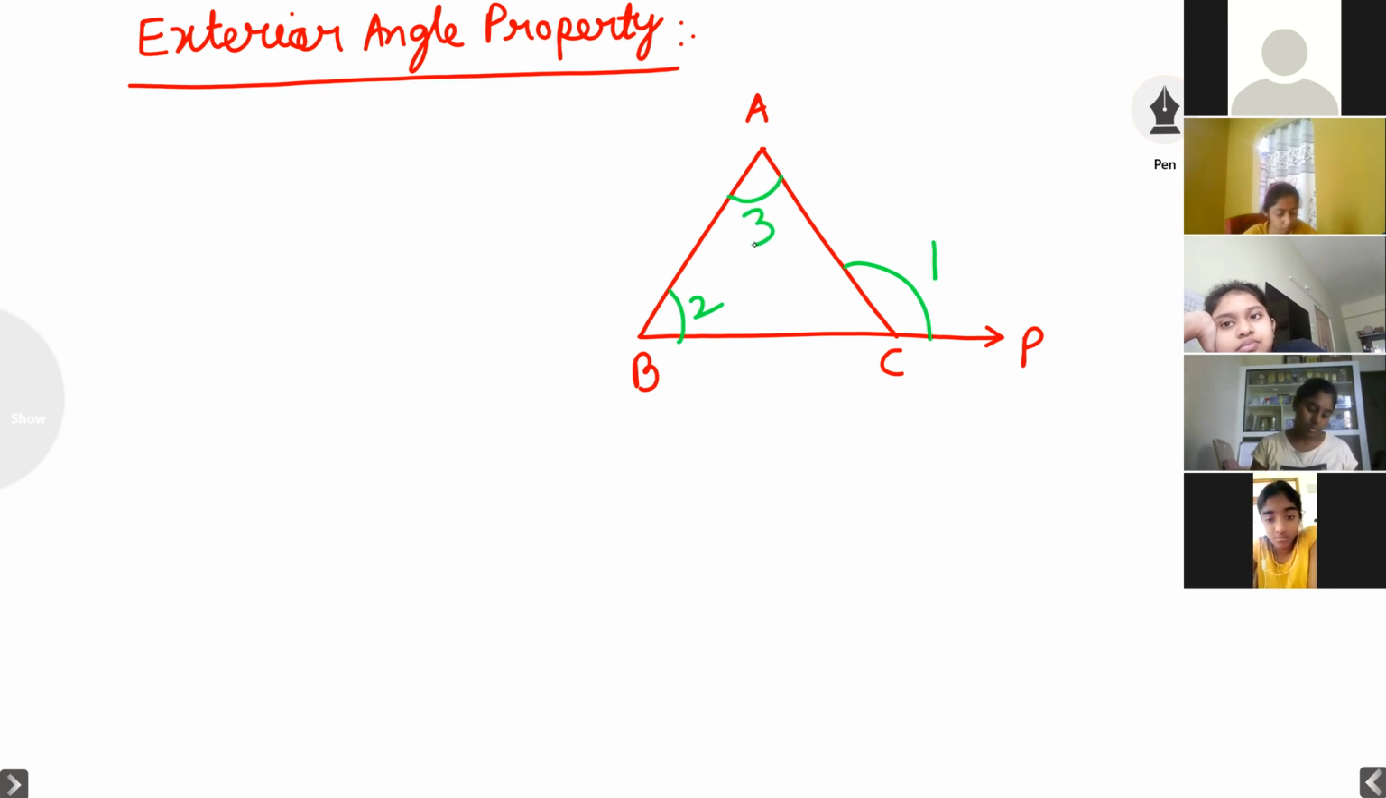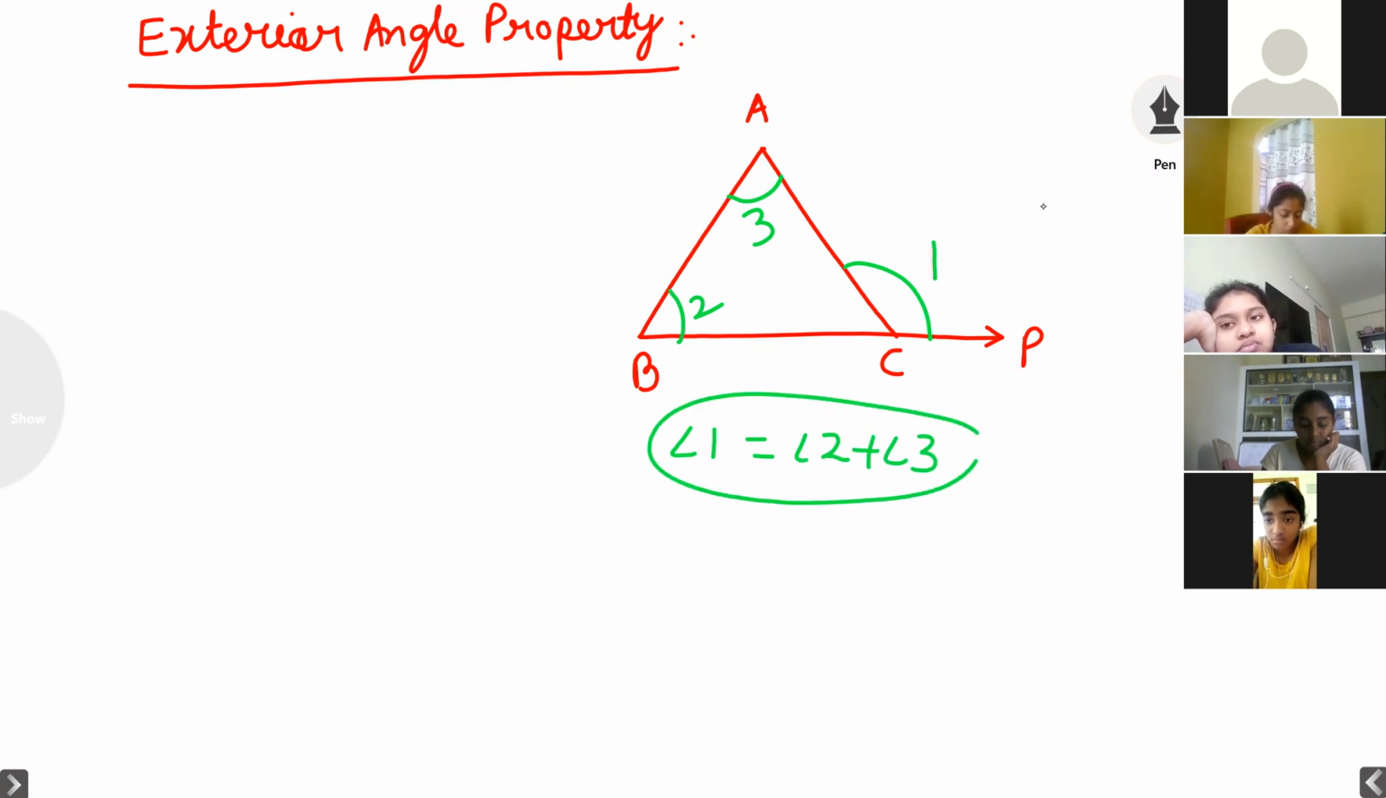Listen carefully. What is the exterior angle property? The outside angle is equal to the sum of any two inside angles. Angle 1 is equal to angle 2 plus angle 3. The outside angle is 1, and 1 is equal to the sum of the two inside angles. This is the exterior angle property.